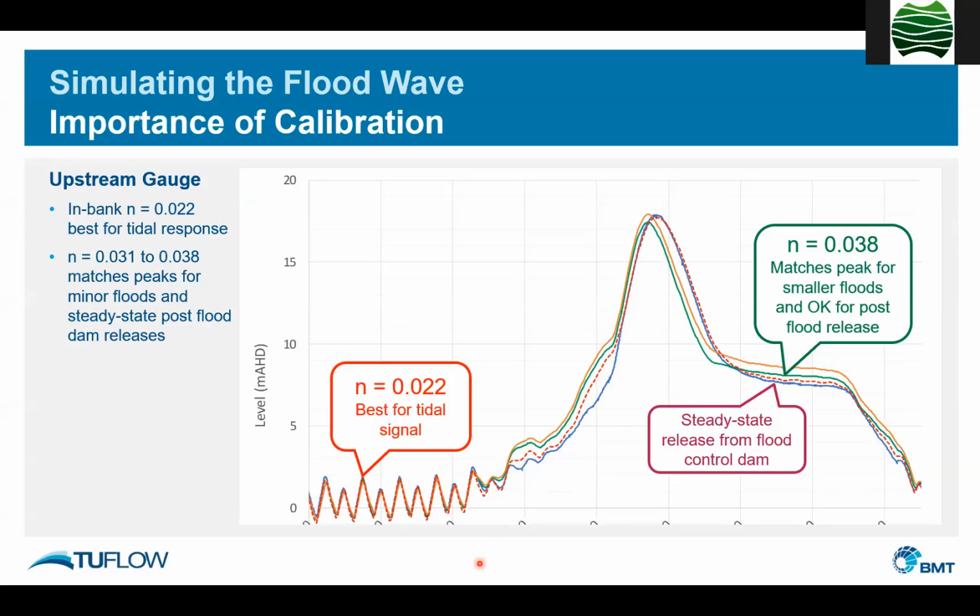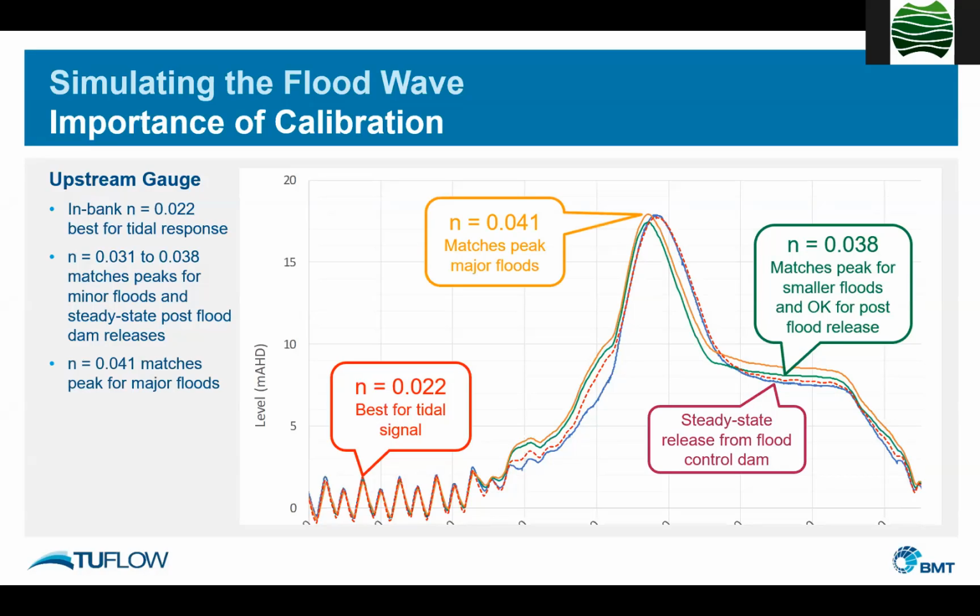We then calibrated to a few minor floods and the post-flood steady-state release, and we found that we needed Manning's Ns of about 0.031 to 0.038 instead of the 0.022 to get a reasonable calibration to the peaks of the minor floods and to the steady-state release. But you can see here that at the peak of the major flood, it is still under-predicting. To get a calibration to the peak of the major flood, which is the orange line, we needed a Manning's N of 0.041.